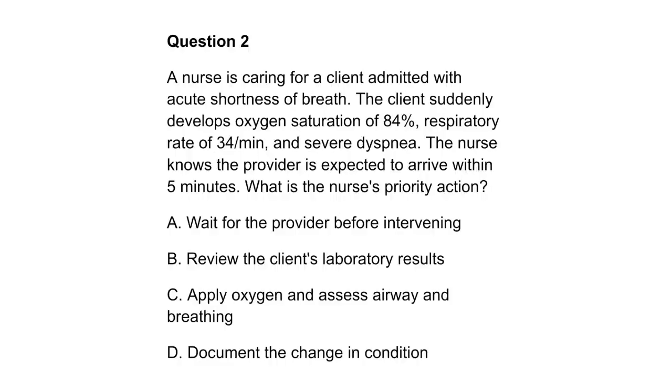Question 2. A nurse is caring for a client admitted with acute shortness of breath. The client suddenly develops oxygen saturation of 84%, respiratory rate of 34 per minute, and severe dyspnea. The nurse knows the provider is expected to arrive within 5 minutes. What is the nurse's priority action? A. Wait for the provider before intervening. B. Review the client's laboratory results. C. Apply oxygen and assess airway and breathing. D. Document the change in condition.